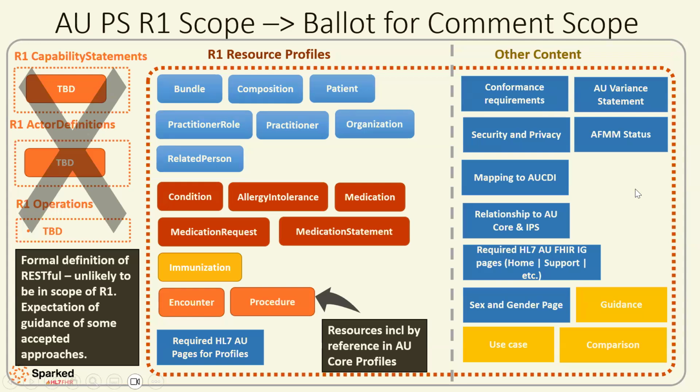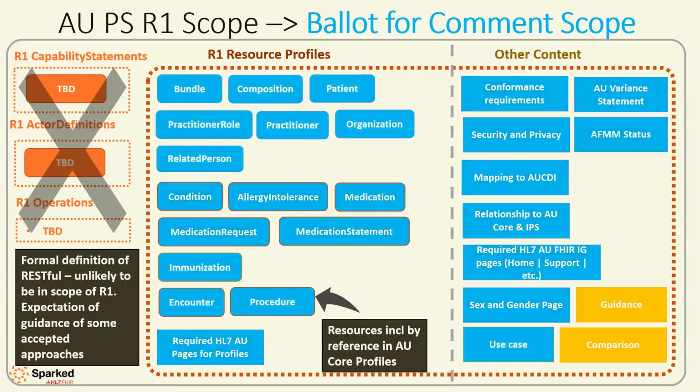If we narrow in a bit more on the ballot for comment scope, here's where I think we need to land. We need to have drafts of all our profiles that we have considered and that we understand the baseline we're putting forward for community feedback around those minimum expectations for FHIR resources. So those need to be in. And every time you have a profile, you need the HL7AU pages.